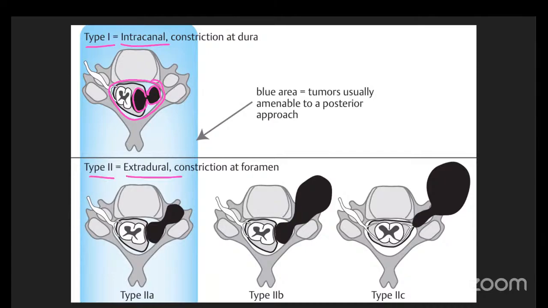Whereas type 2 is extradural. There is constriction at the foramen. You can see that this is the foraminal compartment. There is a constriction here and the lesion is completely extradural, pushing the theca over to one side. This is type 2A. Type 2B means that this lesion is now ballooning outside. Okay, this is the intracanalicular extradural, then the foraminal, and then the paraspinal or the extraforaminal portion of the tumor. So if you can imagine this, then you can imagine this. Type 2A, intracanalicular, foraminal. Type 2B, intracanalicular, but also goes out of the foramen in the paraspinal region.